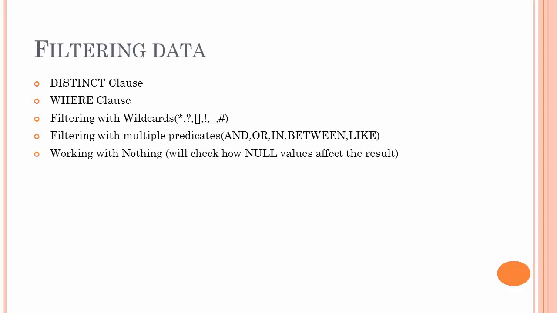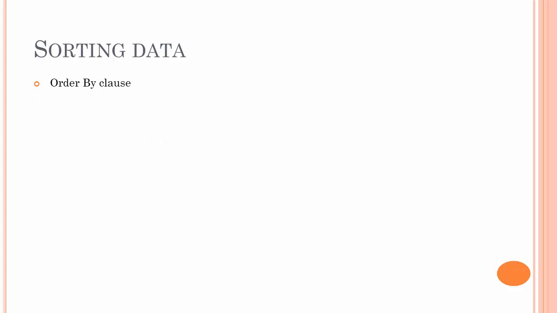Filtering data. In this section, we will learn how to use the distinct keyword and how to use the where clause to filter records and how to use wildcards with the filter clause and how to apply multiple predicates like and, or, in, between, like operators with the where clause. And we also learn how to check null values while fetching records. Sorting data. In this section, we will learn to sort records using the order by clause.